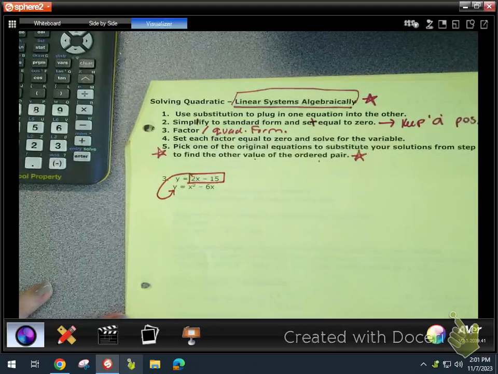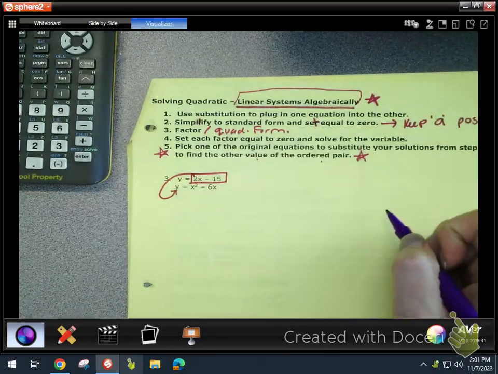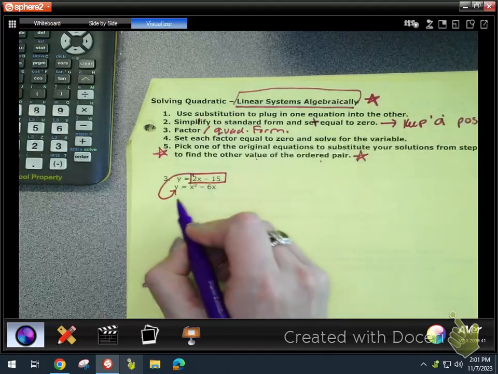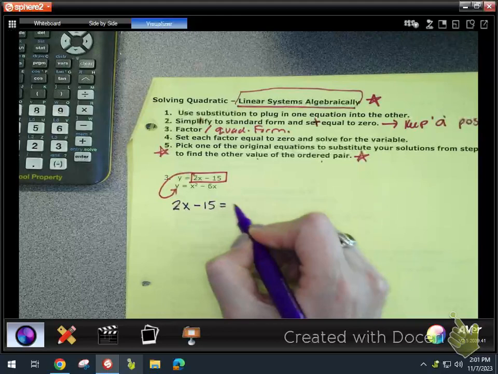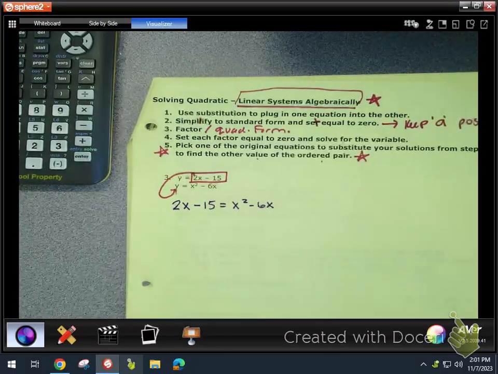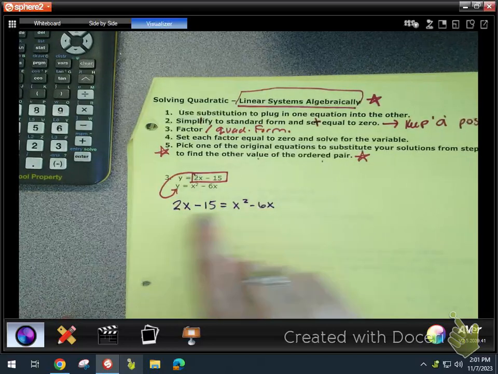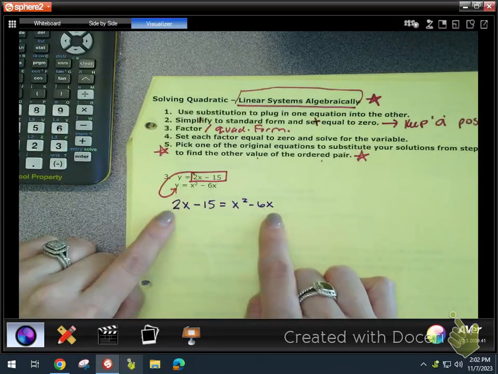Y'all remember this way back when? You did it in Algebra 1. We did it at the beginning of Algebra 2. So here we go. I now have the equation 2x minus 15 equals x squared minus 6x. So this is what I was talking about. The only variable now in this equation is x. Before I had y's and x's, I couldn't do anything with that. Now I'm all in terms of x. So we okay with that?